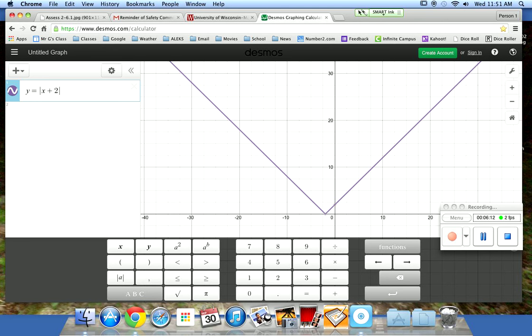Now, here's the difference. When we put it outside of the absolute value, it moved it up, didn't it? It stayed with a positive. It moved up the y-axis. But what does it do inside? It moves it opposite. So we put a +2 in here, and it actually moved it back 2.